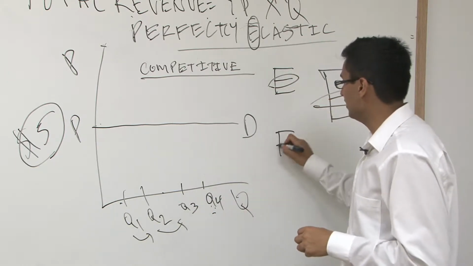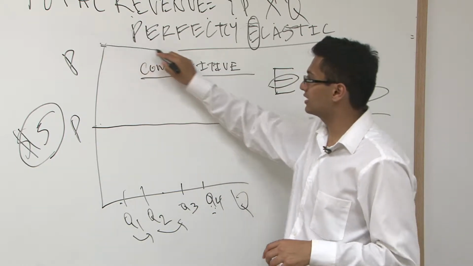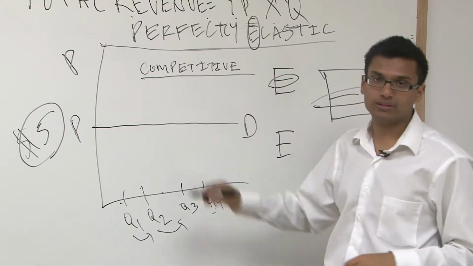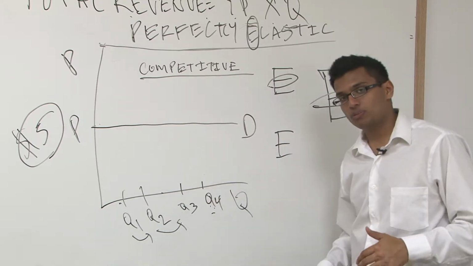It's sort of like an E. It kind of looks like an E if you draw this out. That's the way you remember it, okay? I hope we kind of move on from perfectly elastic.